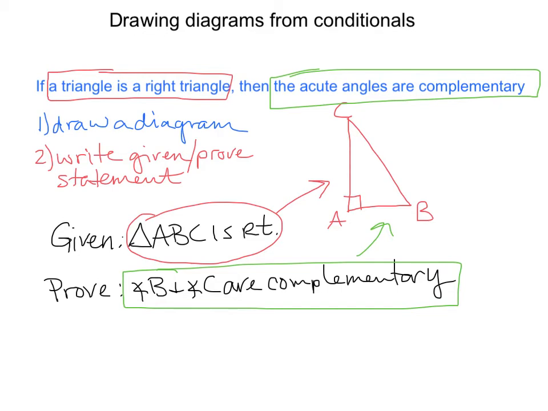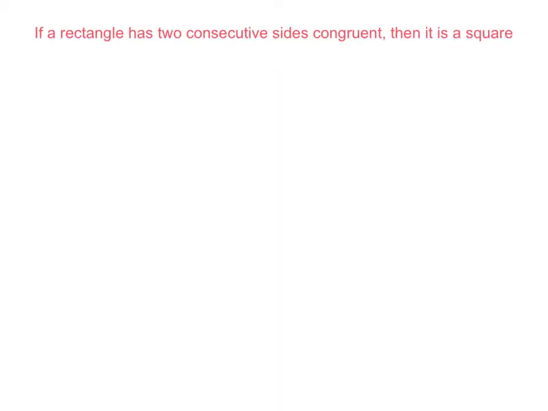Okay, let's try another example. If a rectangle has two consecutive sides congruent, then it is a square. So pause the video and go ahead and try to draw a picture and write a given and prove statement.